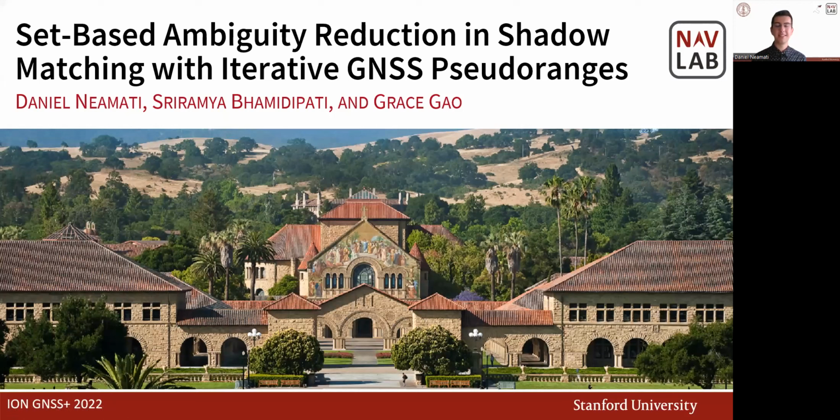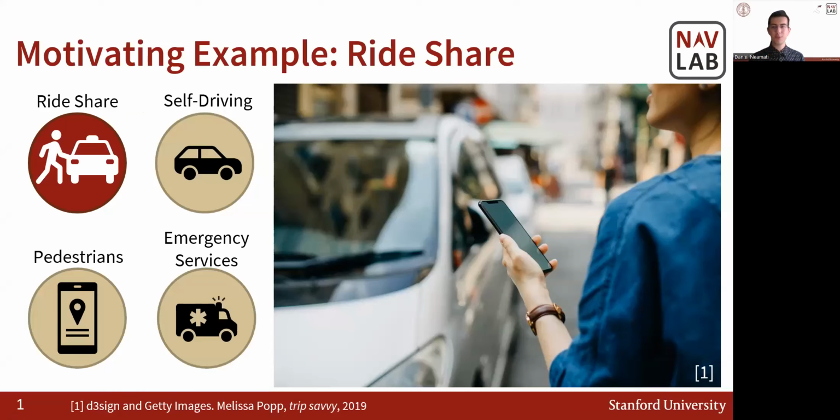My name is Daniel and today I'll be discussing our novel set-based technique to reduce ambiguities in shadow matching by iteratively processing GNSS pseudoranges. There are many reasons that you might care about urban GNSS localization, but for this presentation I really want to focus on the narrative of rideshare.